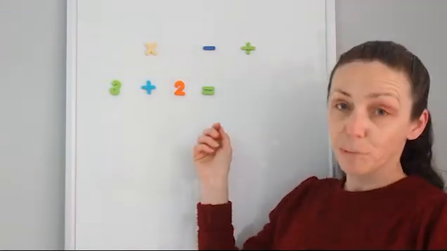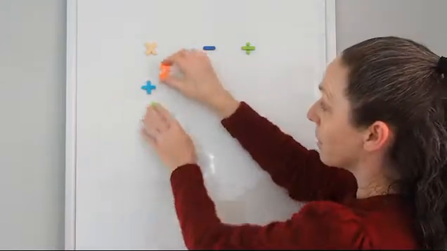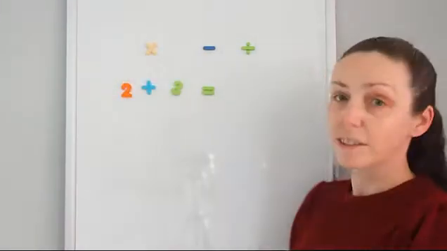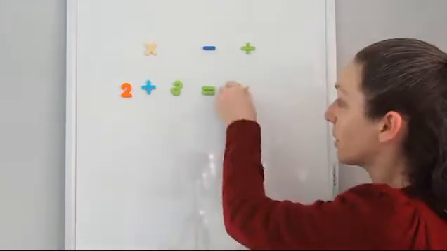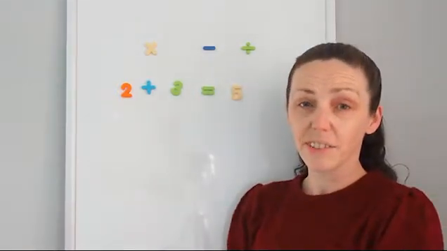Addition is commutative because regardless of which way we put the numbers in the calculation, the answer is the same.